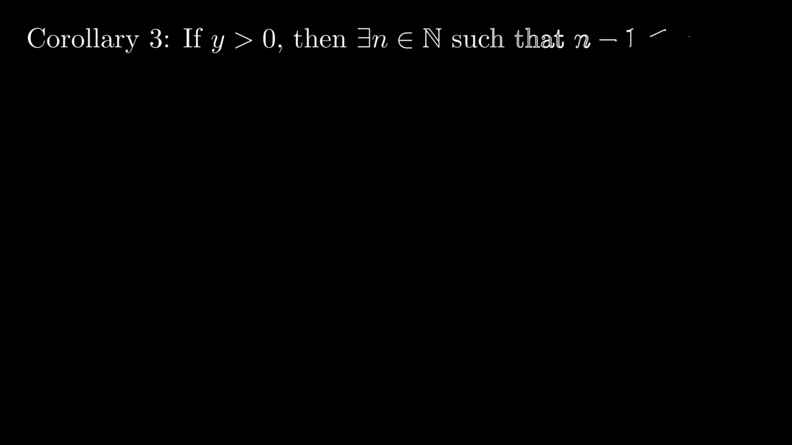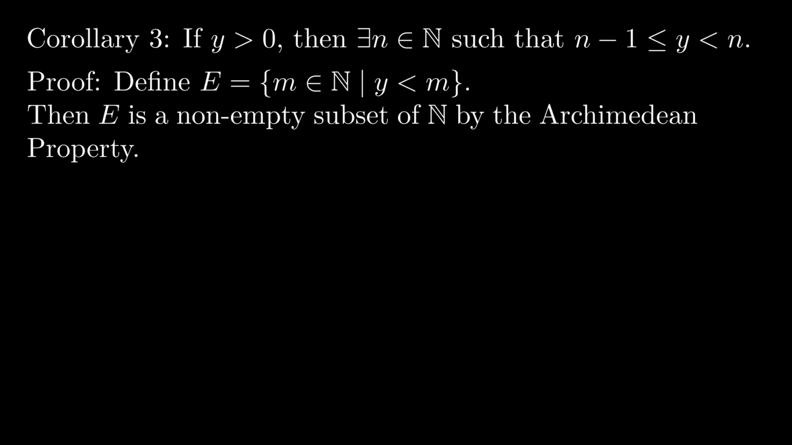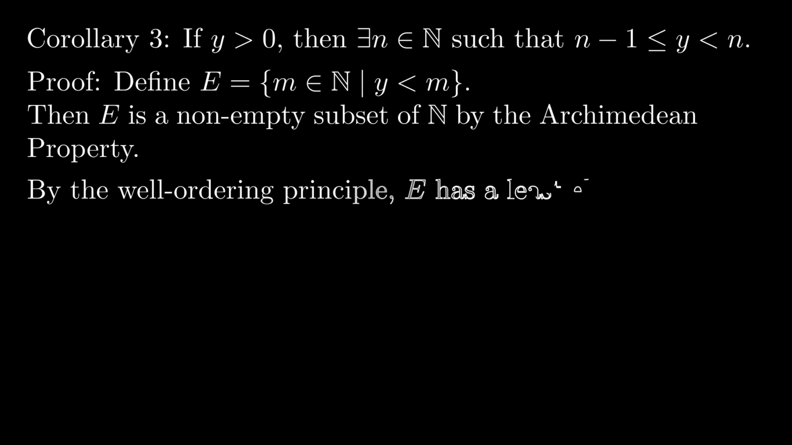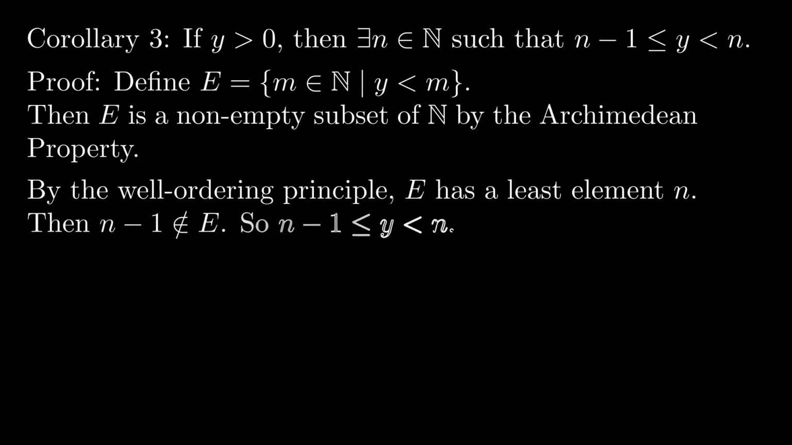Corollary 3: if y is greater than 0, then there exists a natural number n such that n minus 1 is less than or equal to y, and y is less than n. Define E to be the set of all natural numbers strictly greater than y. Then E is a non-empty subset of N by the Archimedean property. By the well-ordering principle, E has a least element n. Then n minus 1 does not belong to E. So n minus 1 is less than or equal to y, and y is strictly less than n. These three corollaries are sometimes referred to as the Archimedean property of R. This is the end of the video.